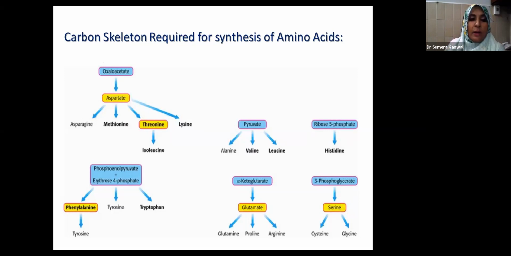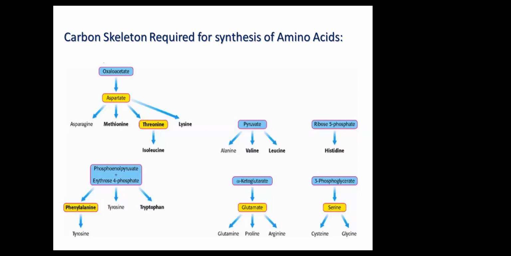The yellow color amino acids in this diagram show the amino acids that can synthesize another amino acid, like aspartate can synthesize asparagine, methionine, threonine, and lysine. And threonine is highlighted in yellow because threonine can give rise to isoleucine.